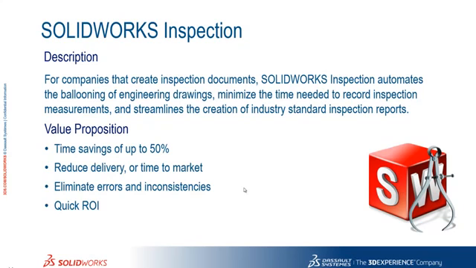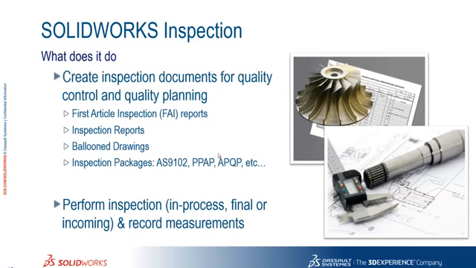the more manual process. So a lot of people are seeing time savings of up to 50% with this, just because it's an automated process rather than a manual one, which means that we can get our time to market reduced and eliminate errors and inconsistencies. So what it does is it helps you create FAI, so first article inspection reports, balloon drawings, and it will also allow you to inspect to varying industry standards.